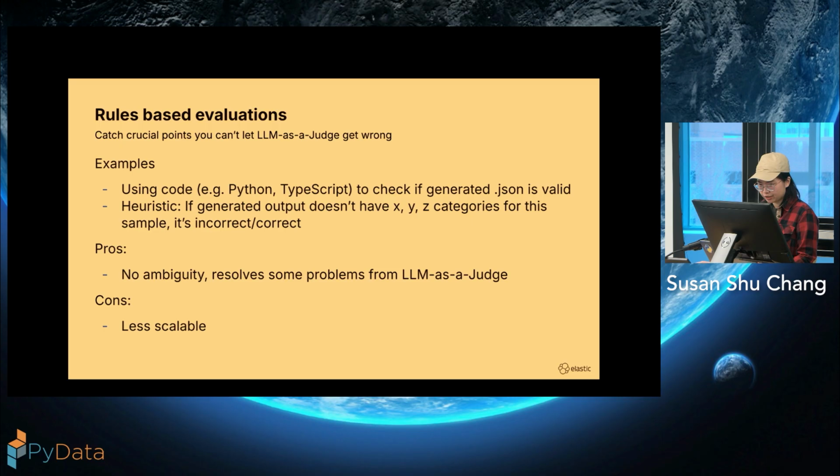So for the other evaluations, there are crucial points you can't let LLM-as-a-Judge get wrong. You can use Python or TypeScript, which has less ambiguity, but it's less scalable. You can generate the code too and test it, but the fact that you have to run each of them might be slower for runtime if you're trying to run everything during generation.